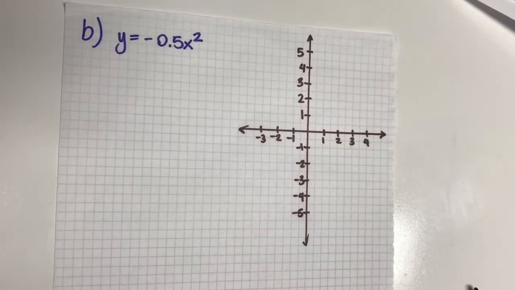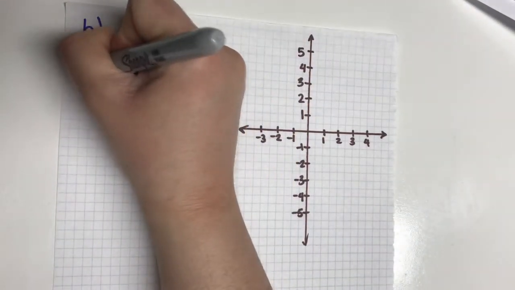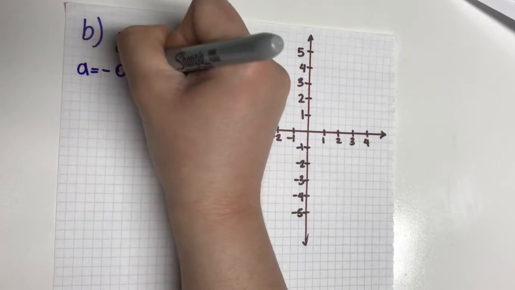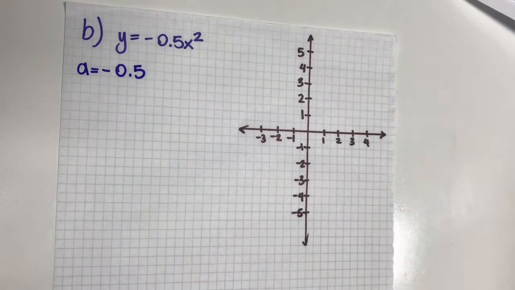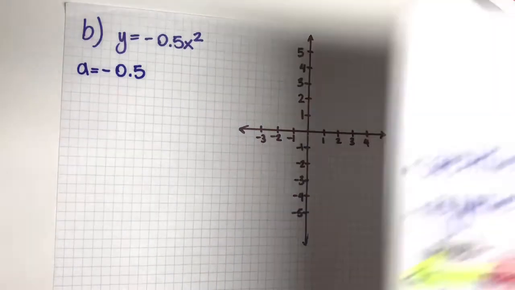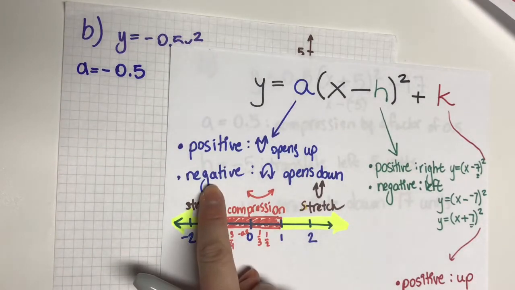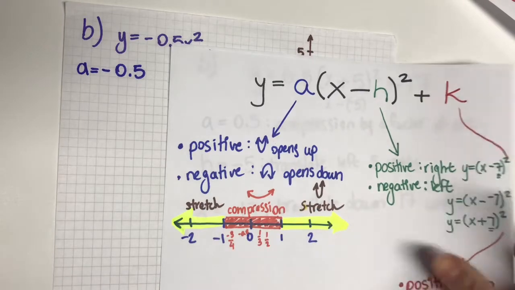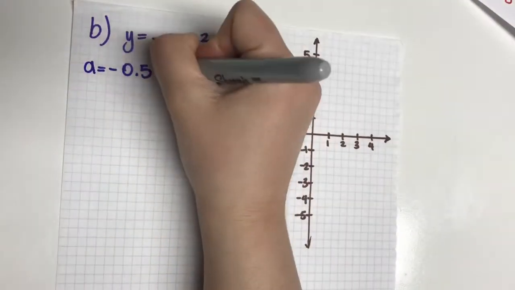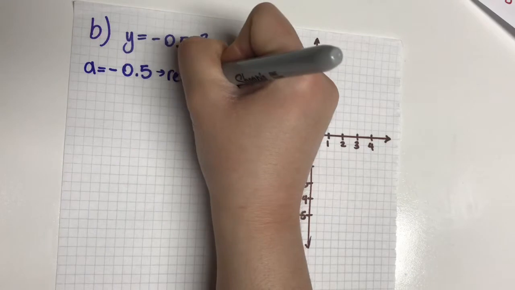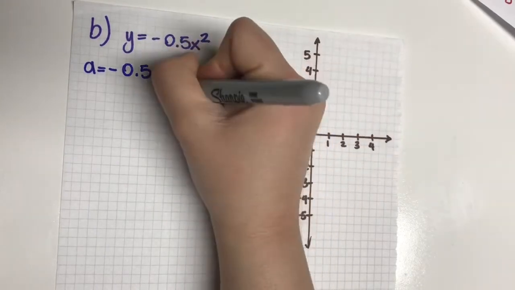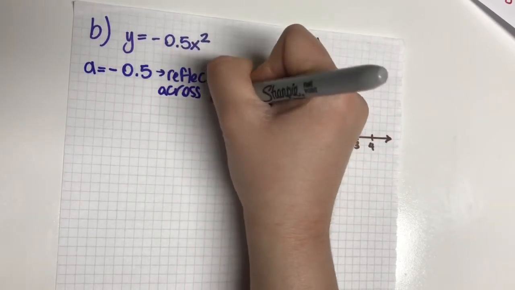Okay, next example. Y equals -0.5x squared. So I'm going to start off by listing the transformations. I see that my A is equal to -0.5, which means two things are happening. For starters, I notice that my A is negative, which means it's going to open down, which means it's a reflection across the x-axis.